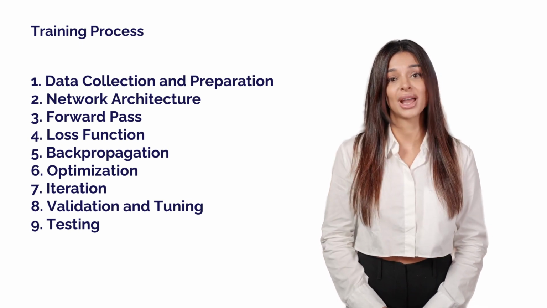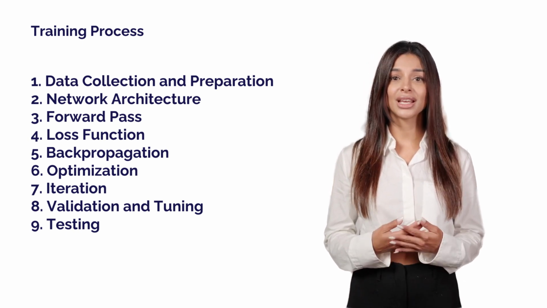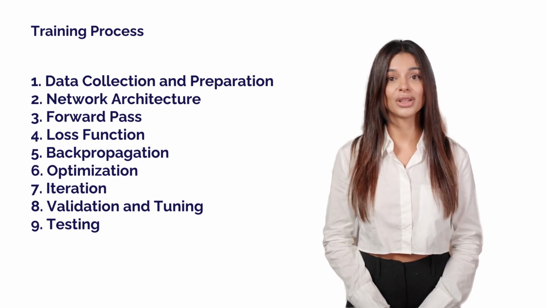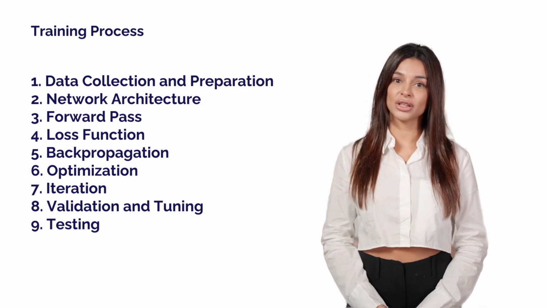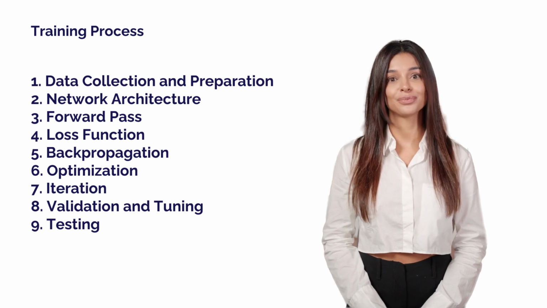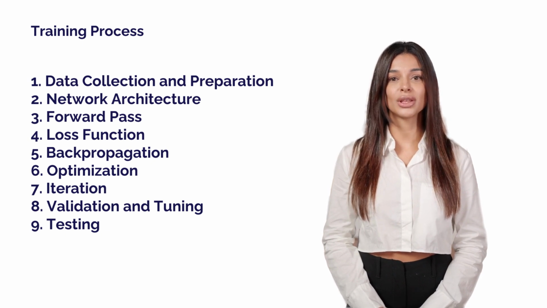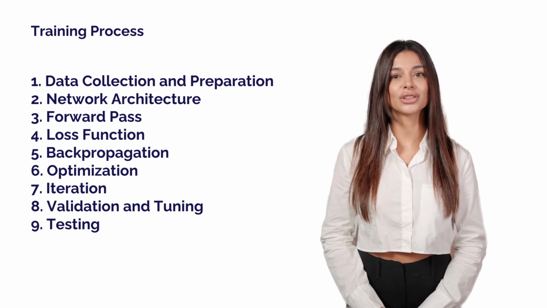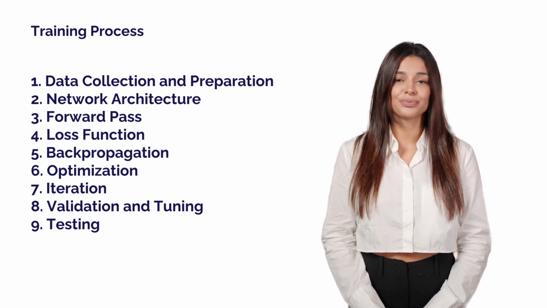3. Forward pass. Input data. A batch of data from the training set is fed into the network. Calculations. The input data propagates through the network, layer by layer. Each neuron performs a calculation based on its inputs, weights, and an activation function. The activation function introduces nonlinearity, which is crucial for the network to learn complex patterns. Output. The network produces an output, e.g., a classification label, a predicted value.